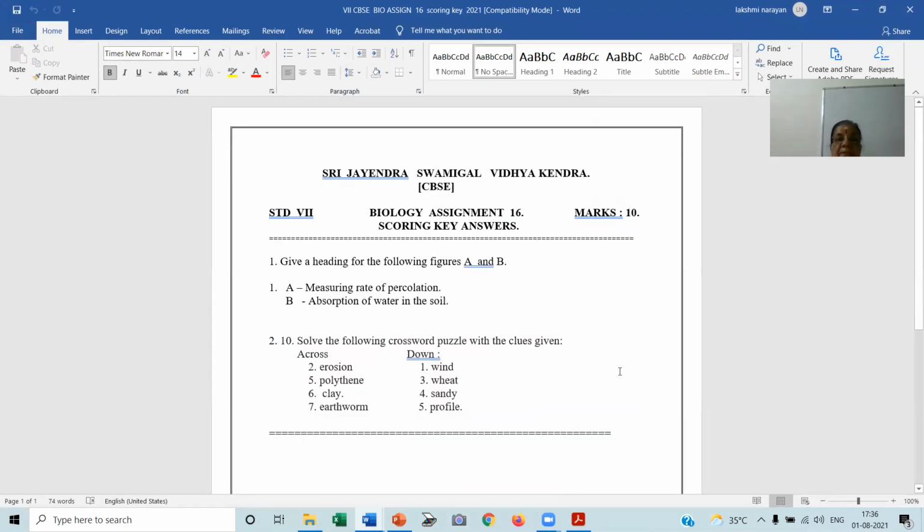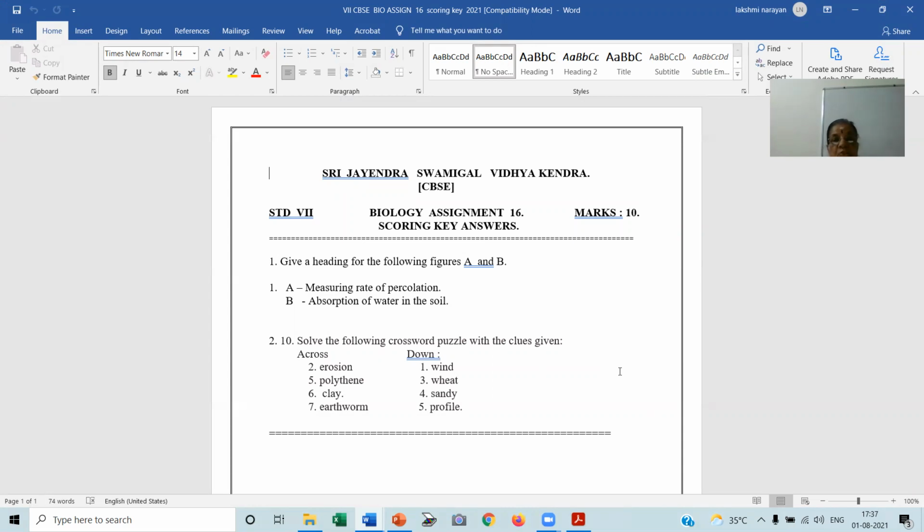Give a heading. A, we are discussing biology assignment number 16. Okay? Measuring rate of percolation is A. B is absorption of water in the soil. Okay? Then crossword puzzle. Across: erosion, polythene, clay, earthworm. I repeat, erosion, polythene, clay, and earthworm. Whereas down: wind, weight, sandy, profile. I repeat, wind, weight, sandy, and profile.